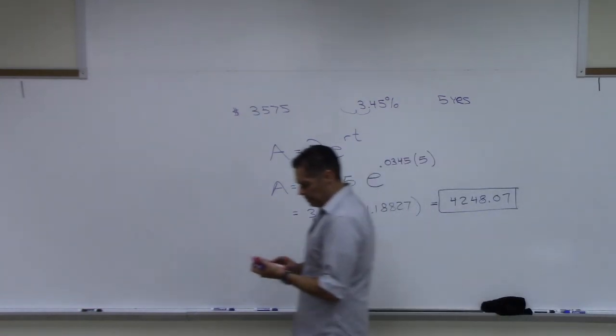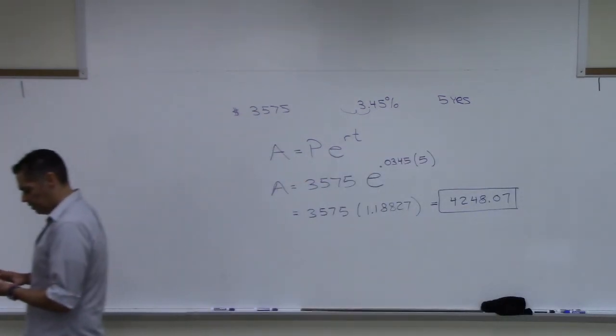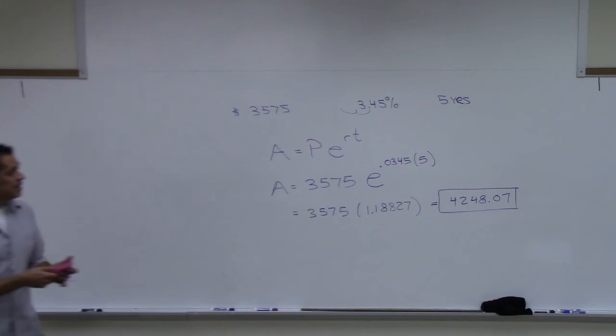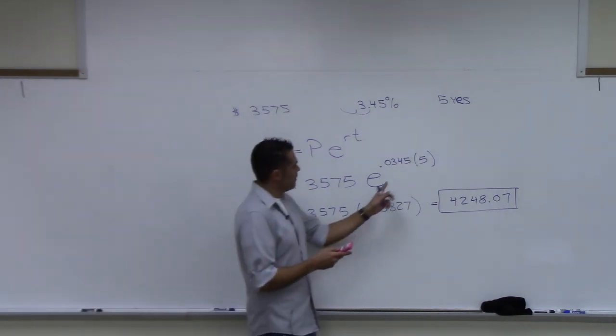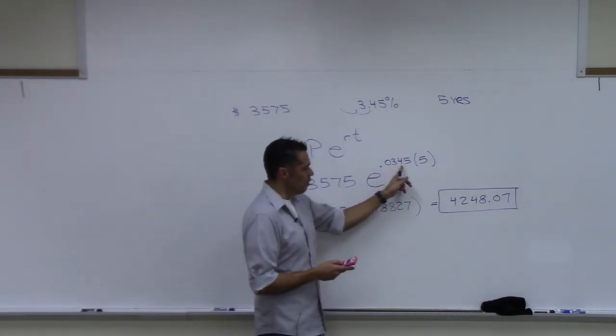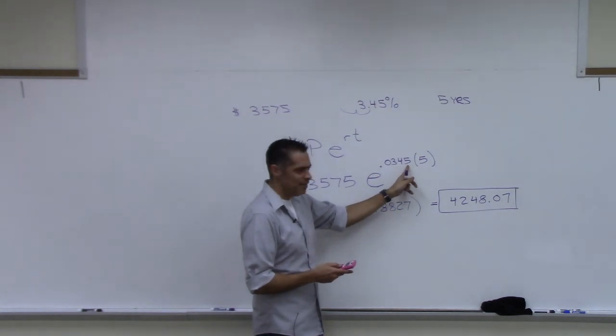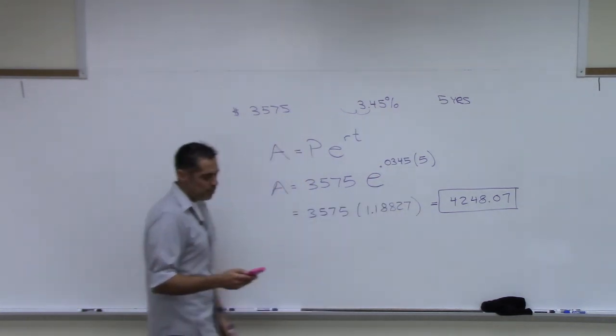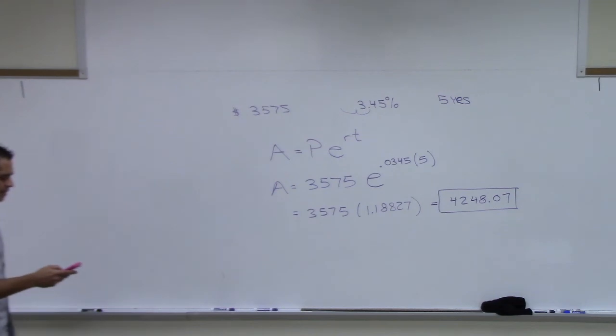I wonder what I typed in. I can't go back on the history on this. Oh, I can. Oh, yes, I can see it. I accidentally did 0.034. I forgot to put the 5. So I did 0.034 times 5 instead of 0.0345 times 5.